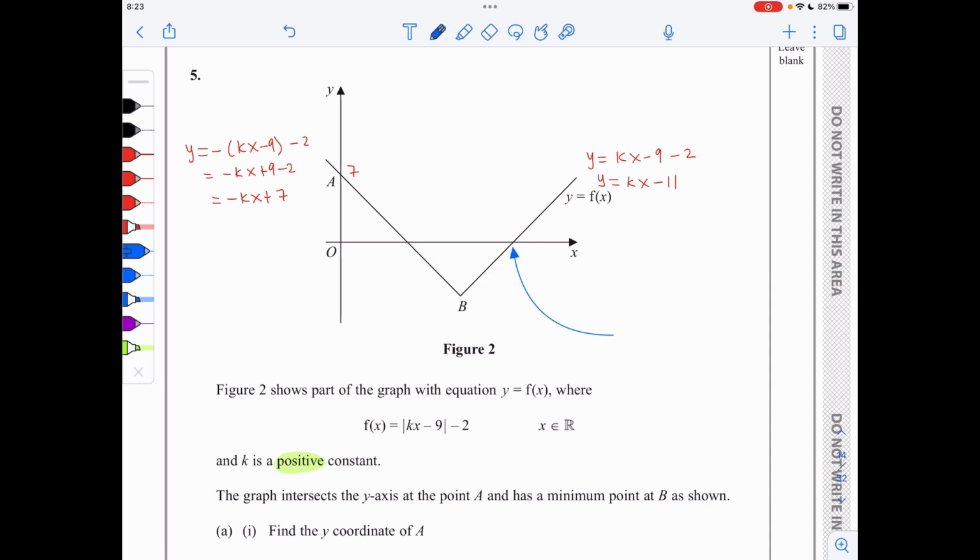For this point here, we've got that kx minus 11 is 0, which leads to kx is 11, and therefore x is 11 over k. And for this point here, we've got that minus kx plus 7 is 0, so 7 is kx, and therefore 7 over k is equal to x. So we need to be between 7 over k and 11 over k.